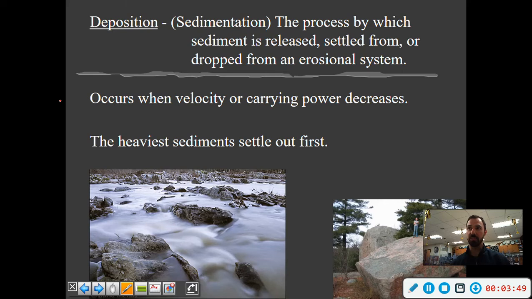So deposition is the dropping of sediment, also known as sedimentation. The process by which sediment is released, settled from, or dropped in an erosional system. It occurs when velocity or carrying power decreases. And obviously, the heaviest of sediment, like boulders, cobbles, and pebbles, are going to get dropped first.